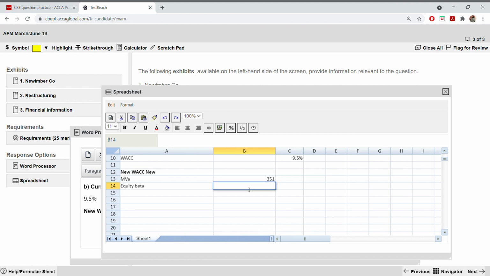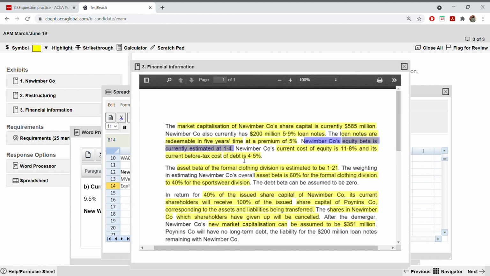How do I start on this? You have your asset beta. What is asset beta? Where is asset beta? 1.21. Forget about the weightings now. Weightings will come later. First, you are using this 1.21.